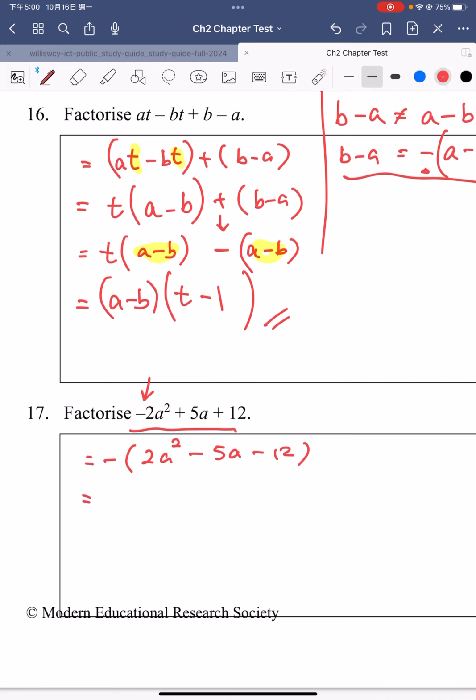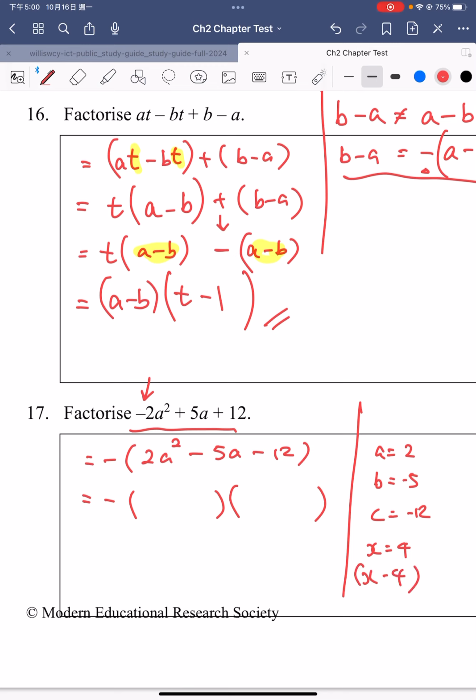So now I can use the calculator to do the rest. We have a equal to 2, b equal to negative 5, c equal to negative 12. So you can just press it. Then we have x is equal to 4. So we can write x minus 4 as the first factor. And for the second one, we have x is equal to negative 1.5. You change it to a fraction, you get x is equal to negative 3 over 2. Then we have 2x plus 3. So this 2 is going to be our common factor.